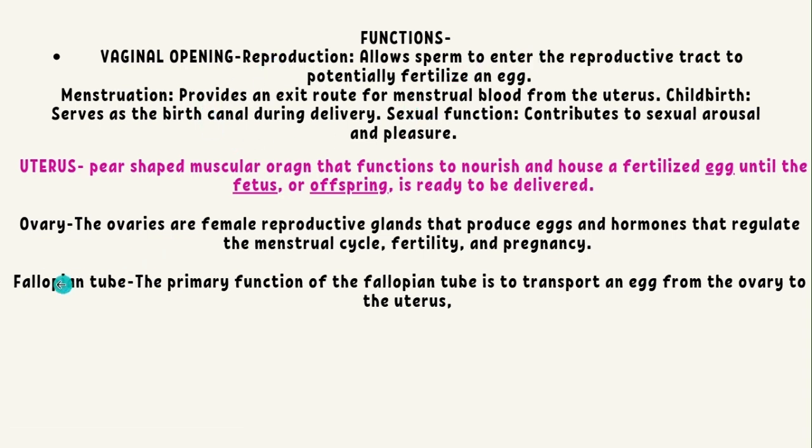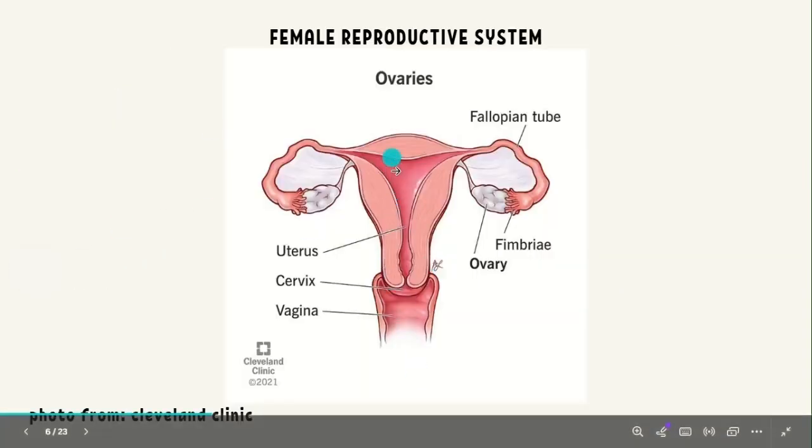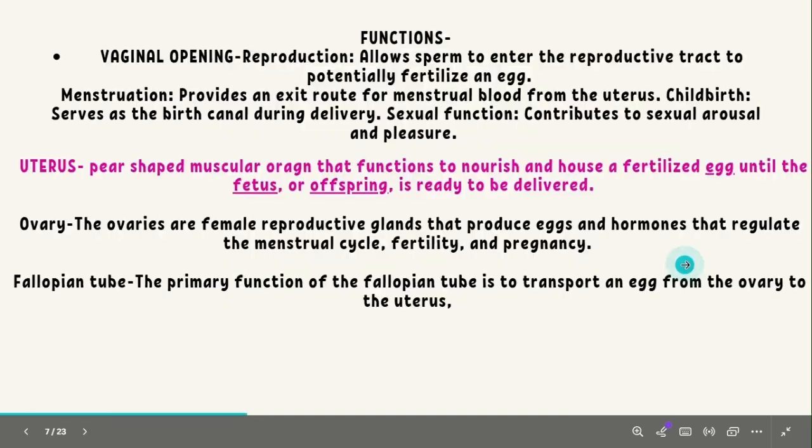Basically, everything has to pass through the opening right there. If you give birth, it has to pass right here. Menstruation has to pass right here. So this is very, very important.